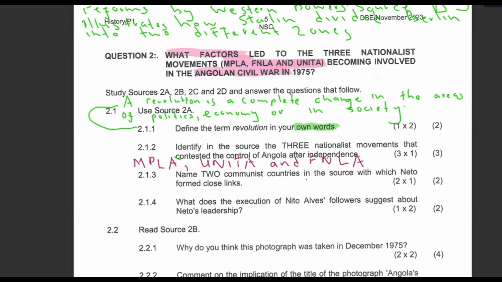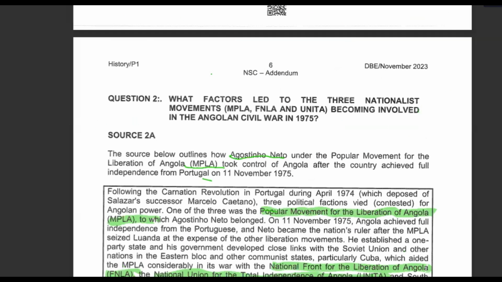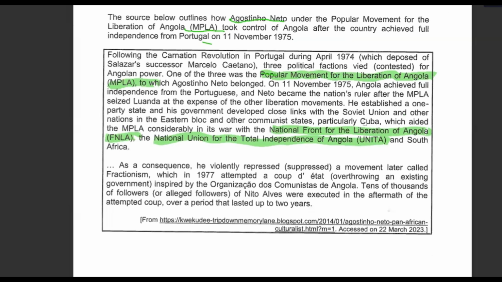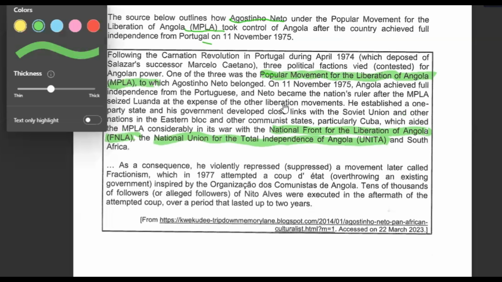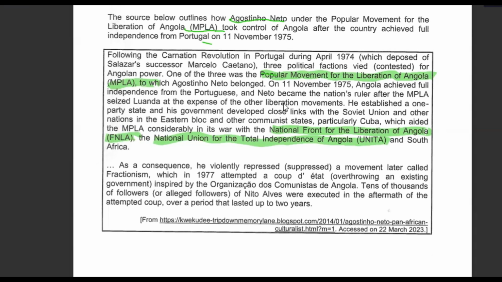Immediately after that, we also look at the next question, which is: name two communist countries in the source which Neto formed close links with. If you go back to the source, you'll find that Agostinho Neto had close links with some communist states. If you go to this line, he established a one-party state, and his government developed close links with the Soviet Union. So our first communist state would be the Soviet Union. We know very well that the Soviet Union was actually a communist state. Then also we have Cuba.